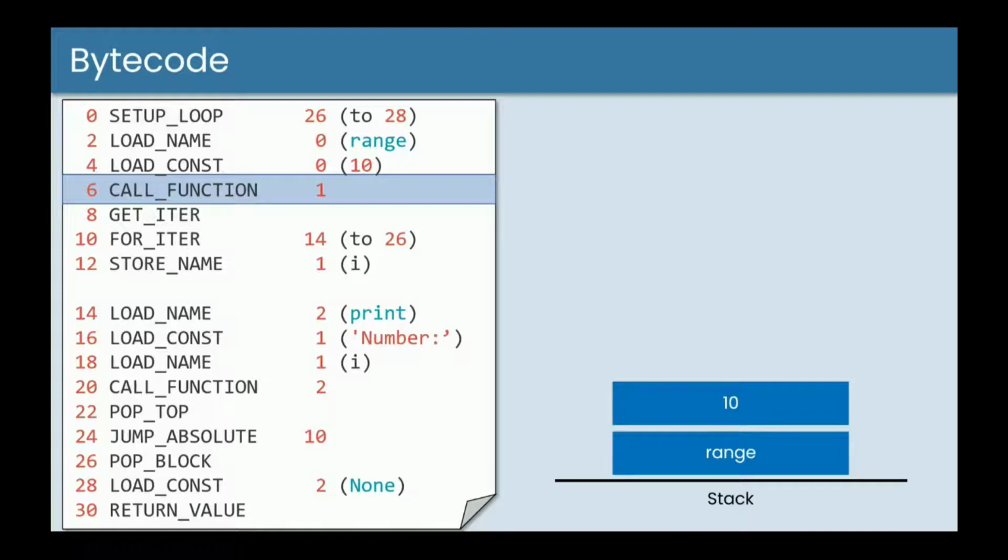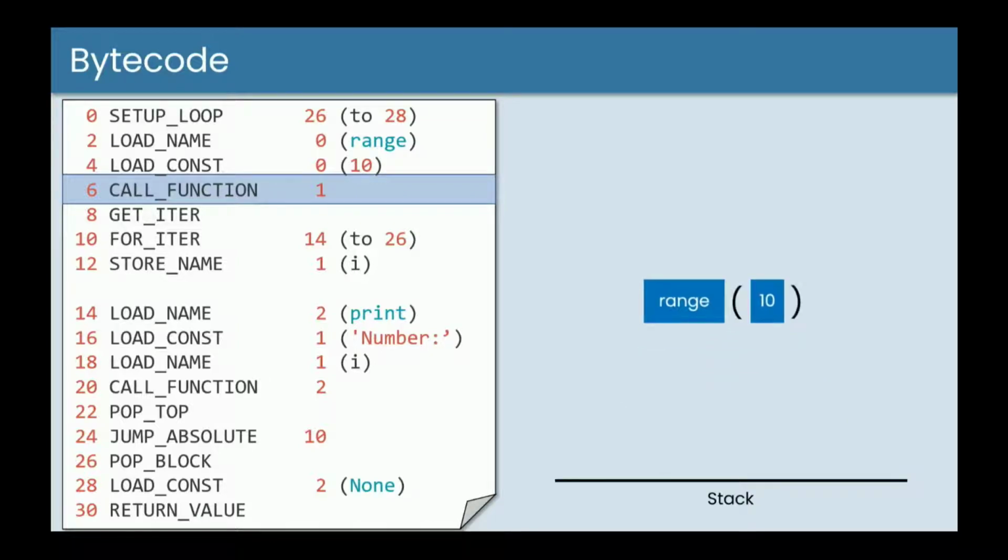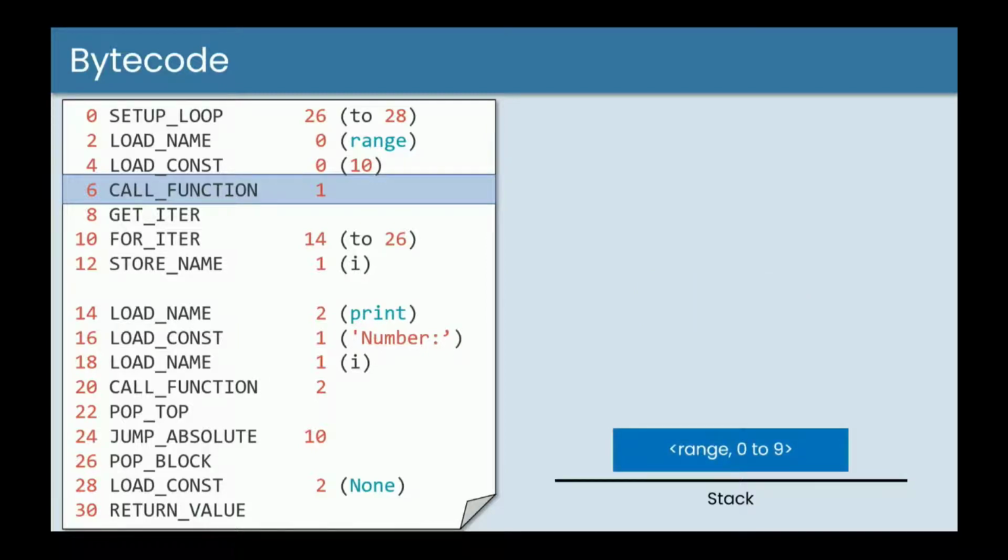So the 1 means it takes one argument. And if you remember our source code from earlier, what's on the stack might be looking quite familiar now. We've got range and we've got 10. So we can call range 10. And when this is evaluated, it'll put its return value onto the stack, which is an iterable. So this is a range iterable in particular.